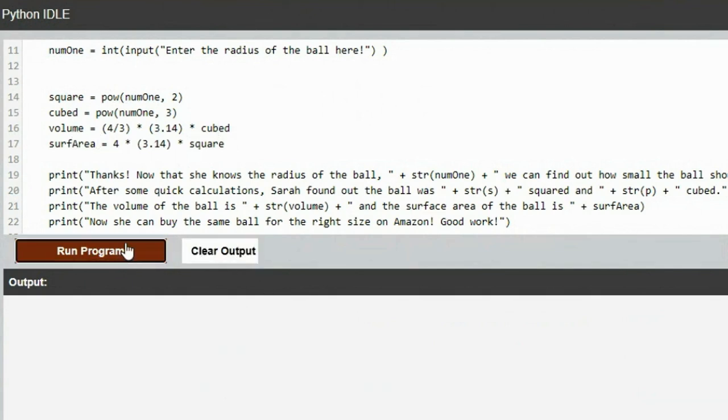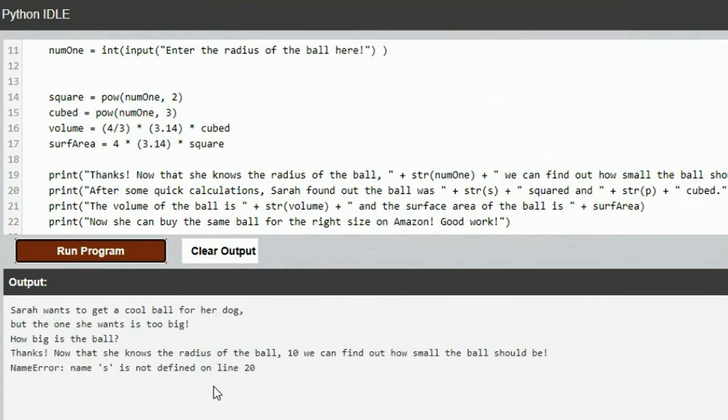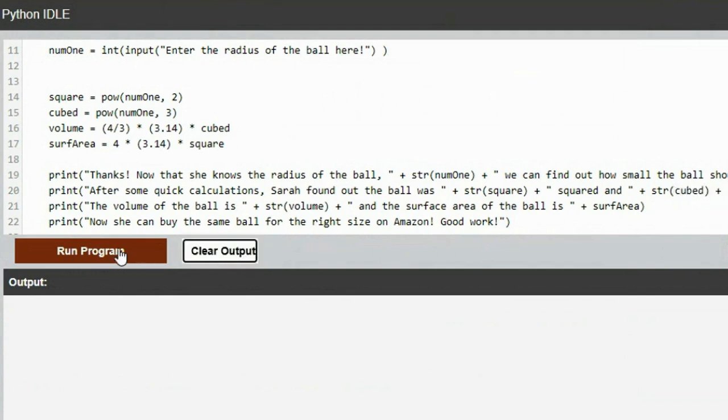All right, let's run this. Radius of the ball is 10, just because it's easy to calculate. Oh, S is not defined. Where's that S in there? Oh, I got rid of S. I called that square, and I called this one cubed. So let's make sure we're using the right names in our print statements. Try it again.